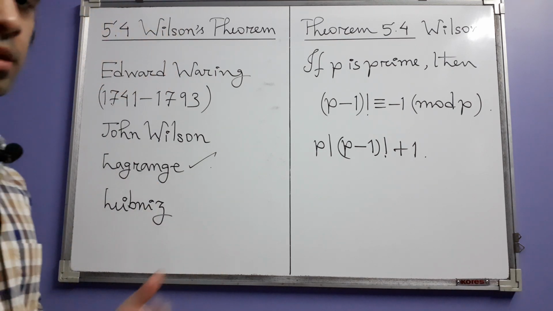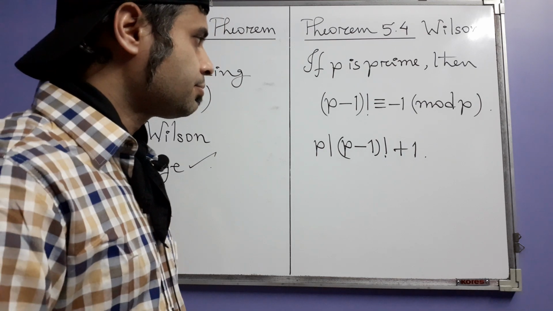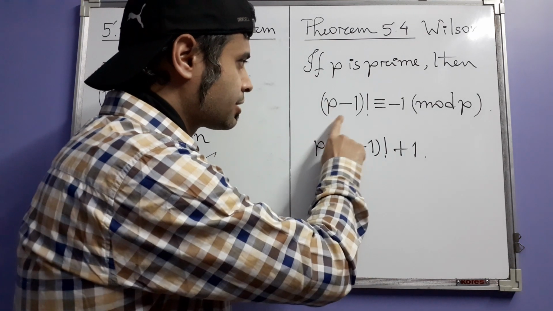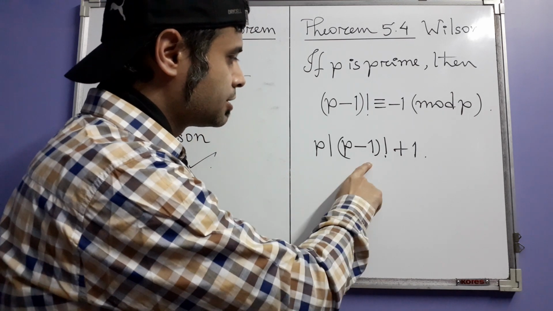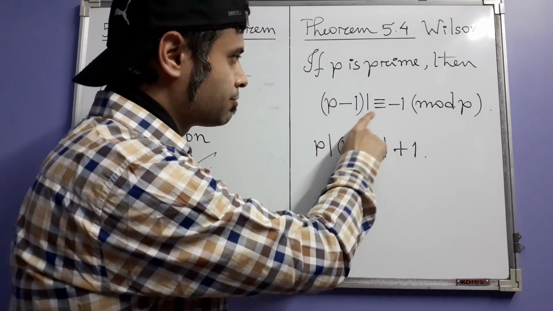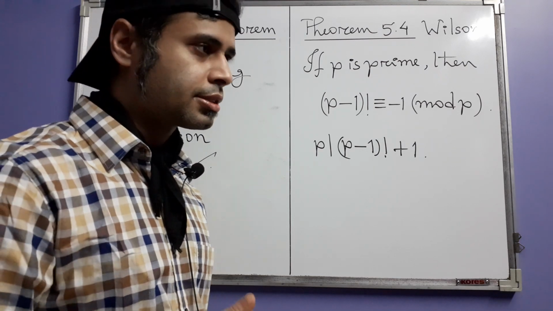So that's what the theorem is. It says that if P is a prime, then (P minus 1) factorial plus 1 is divisible by P, which means if we express it as a congruence, (P minus 1) factorial should be congruent to minus 1 modulo P. So let us now see the proof.